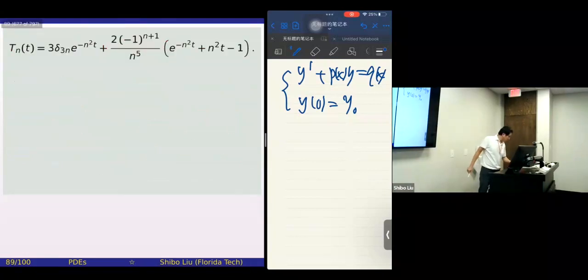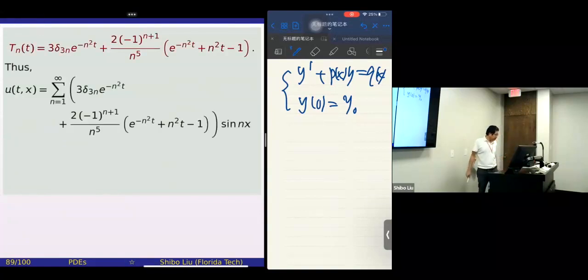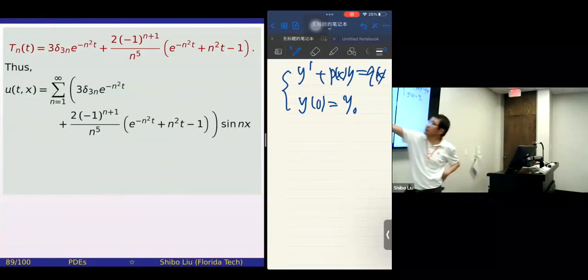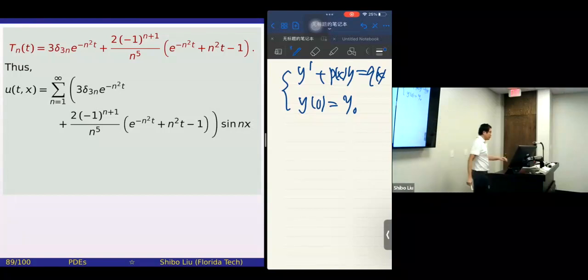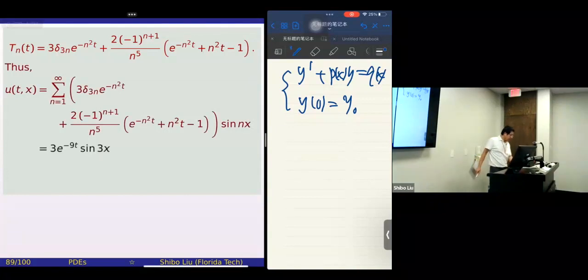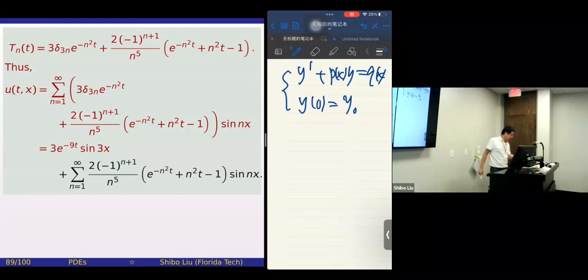So our solution, I copy our T_n(t) here. Our solution u(t,x) is the T_n(t) here times the eigenfunction sin nx. Okay, so this is solved. And this is just some transformation, not important. So this solves the non-homogeneous problem.